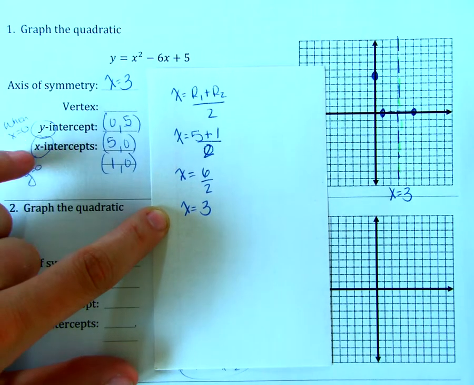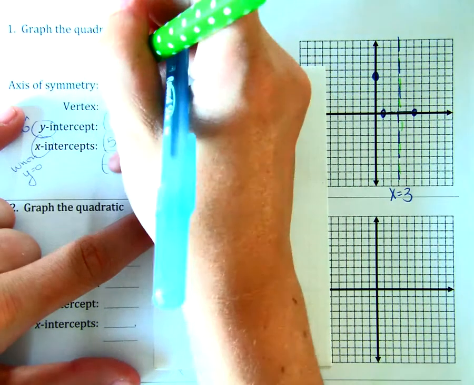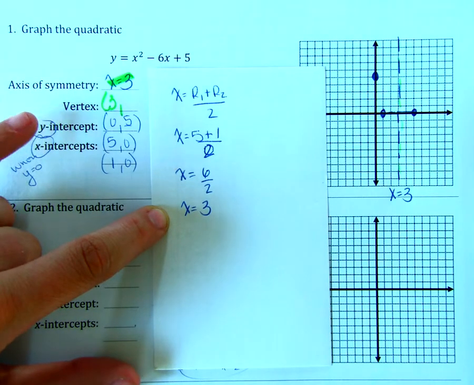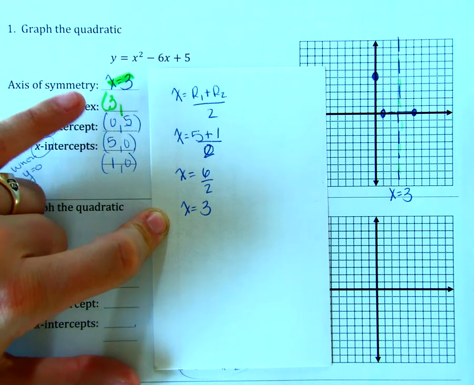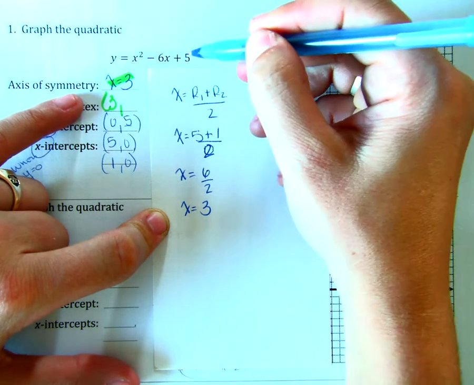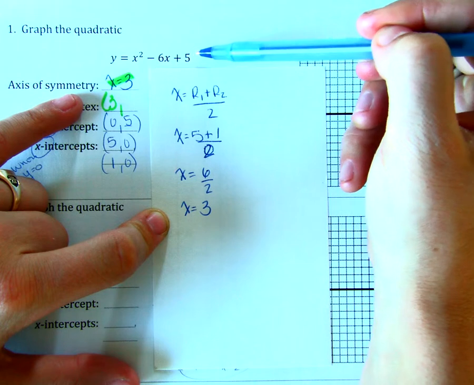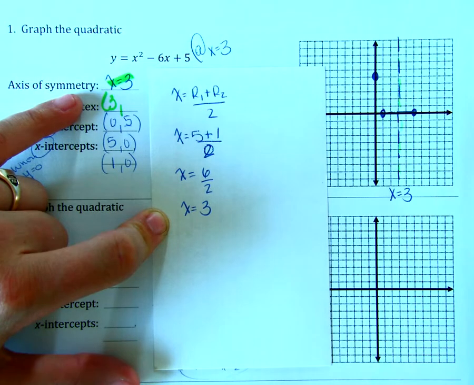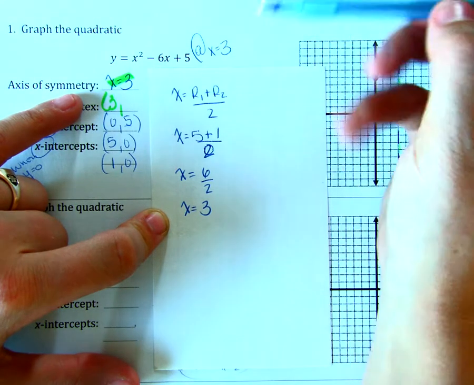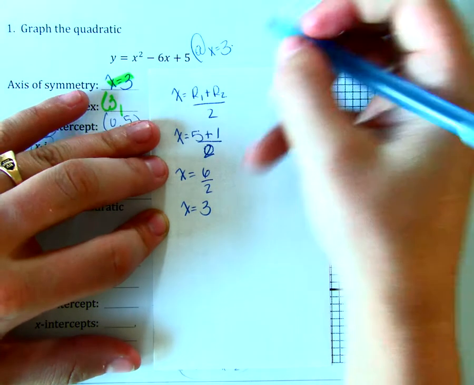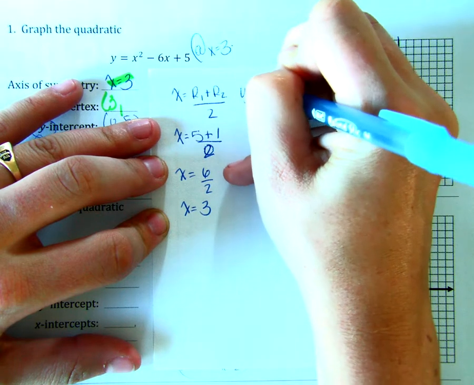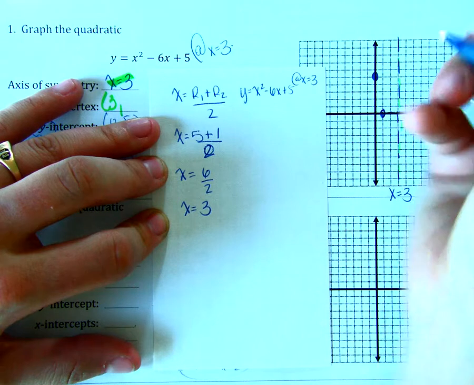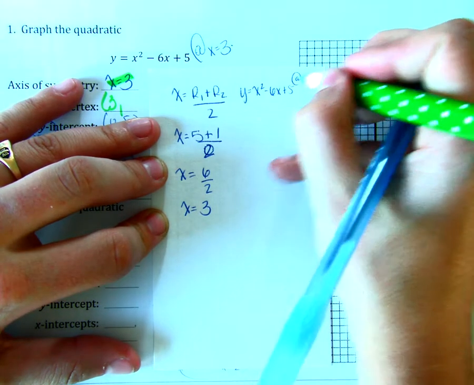Now we're going to solve for the vertex. Remember, our vertex will be on our axis of symmetry. So we know the vertex has an x-coordinate of 3. So what we're going to do is evaluate this equation at x equals 3 to tell us the y-coordinate when x equals 3. So we take y equals x squared minus 6x plus 5, and we're going to evaluate that at x equals 3. So I'm going to substitute 3 in for x.